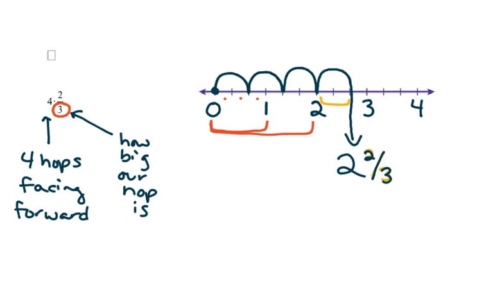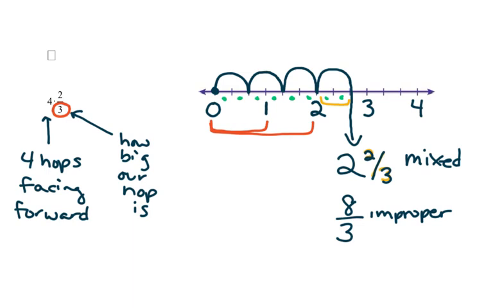Another way to think about this is how many thirds from 0 to where we finally landed. So we have 1/3, 2/3, 3/3, 4/3, 5/3, 6/3, 7/3, 8/3. And so 8/3 is the other version of our answer. This one is mixed because it gives us the whole and the part. The other is an improper fraction because it gives us how many thirds there are in our total amount of jumps.